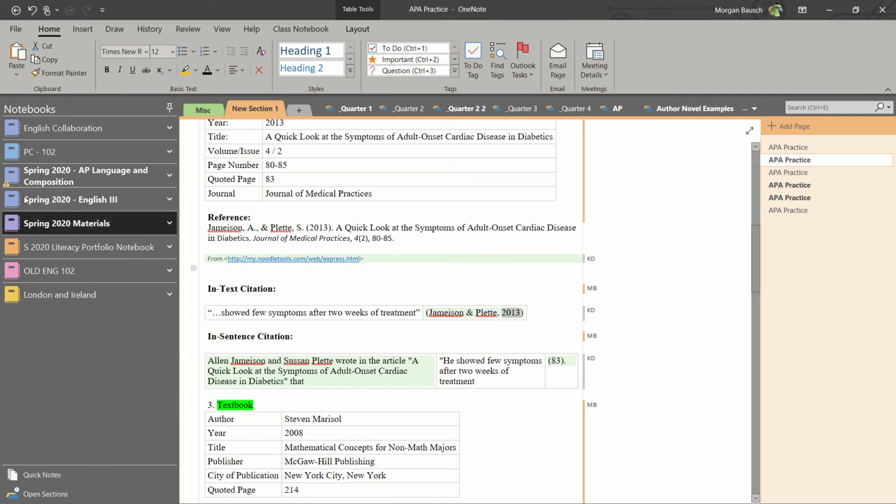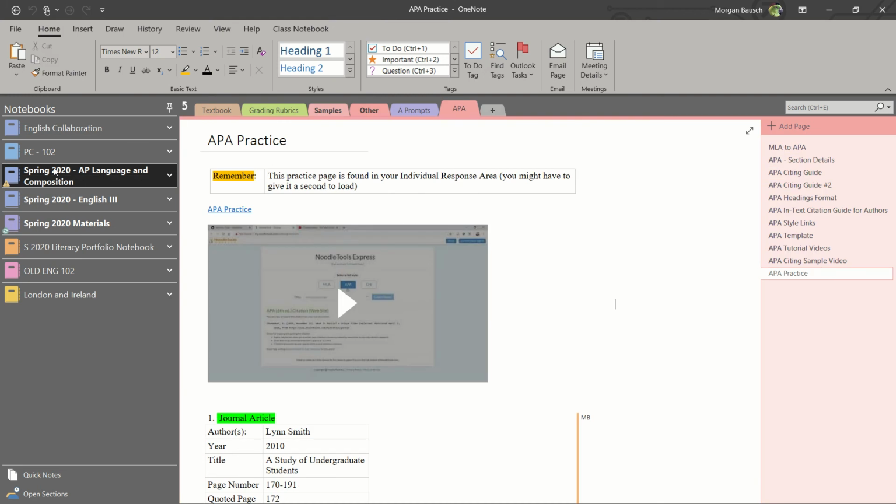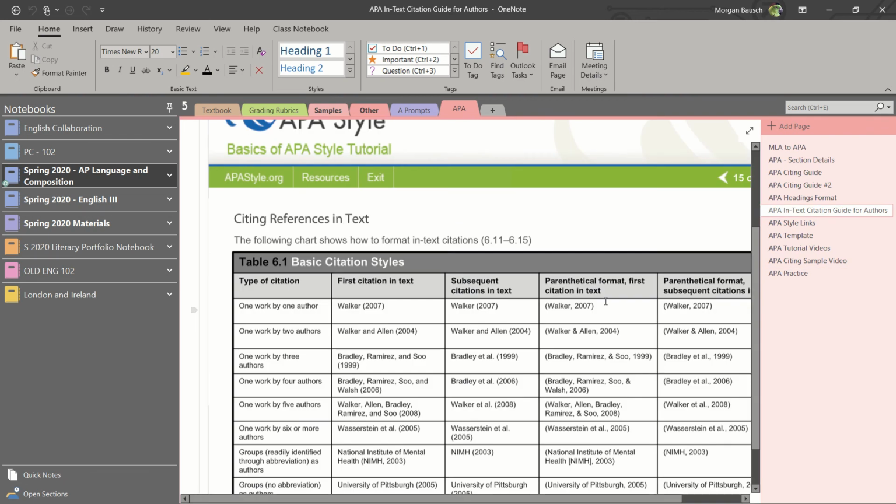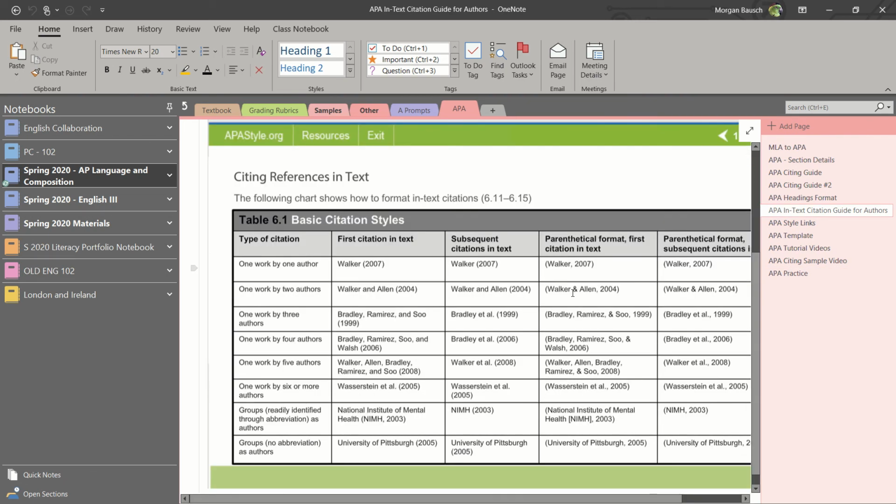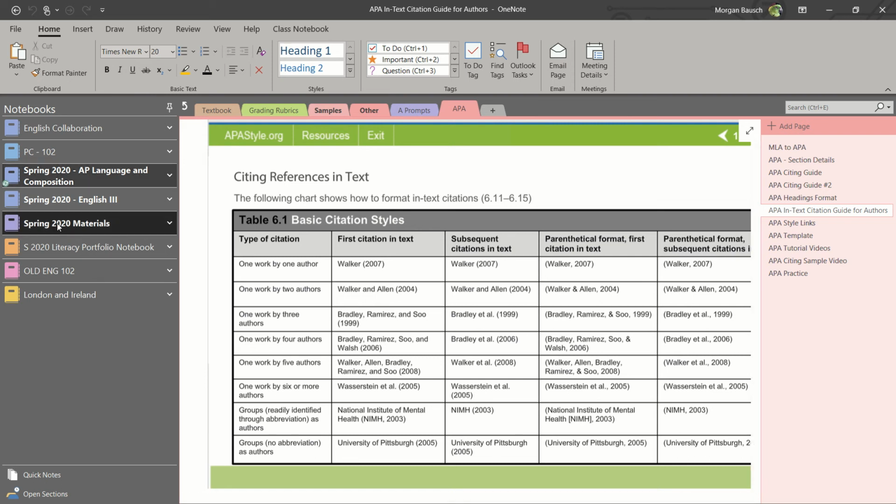One of the tools I have given you is in the student OneNote, in the APA area. I do have an in-text citation guide for students. If you have it in parentheticals, it looks like this, and that's what this person created for us.